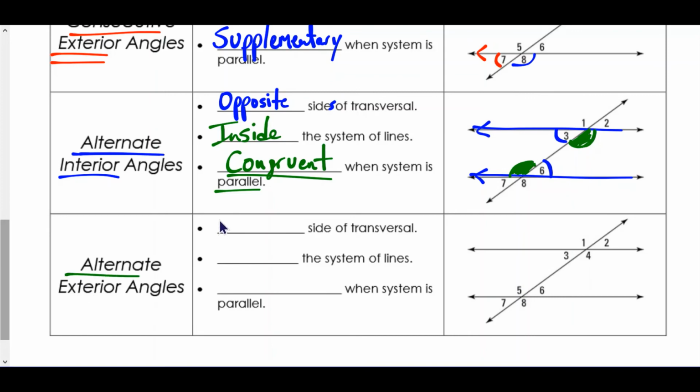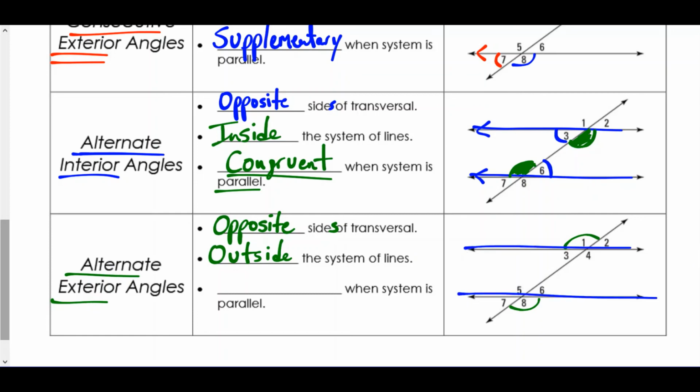Alternate, again, means opposite side of this transversal, and exterior means they are outside the system. So these are the far corners. 1 and 8 are a pair of alternate exterior angles. They're on the outside of this system, and they're on opposite sides of the transversal. One's on the left side, one's on the right side. Same thing with 2 and 7. And those are congruent angles.